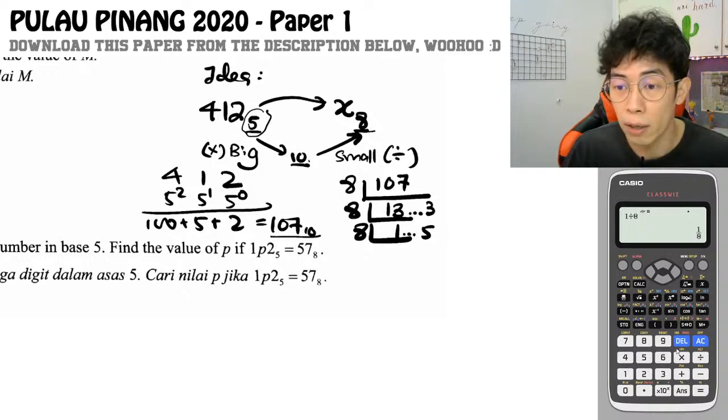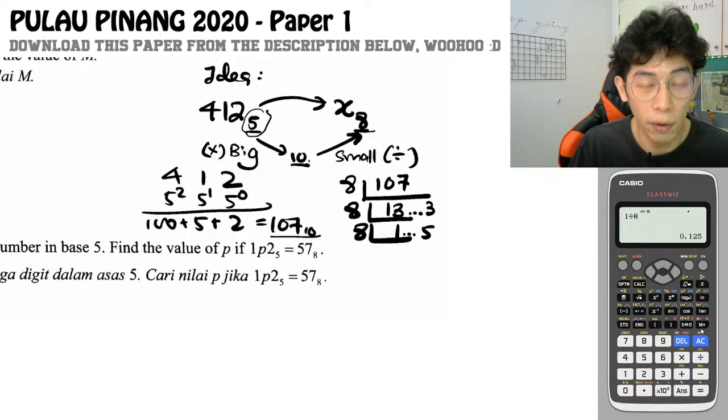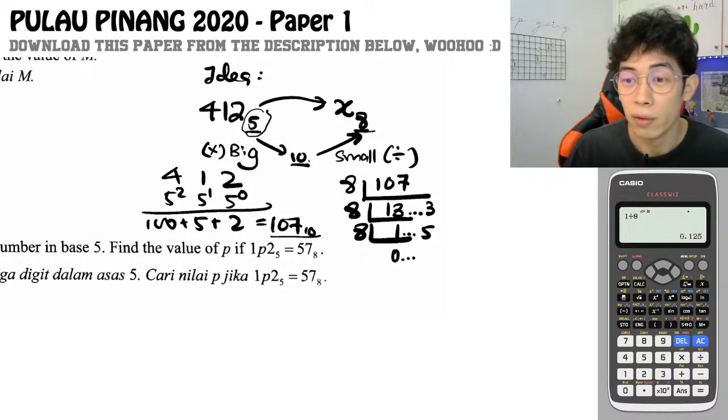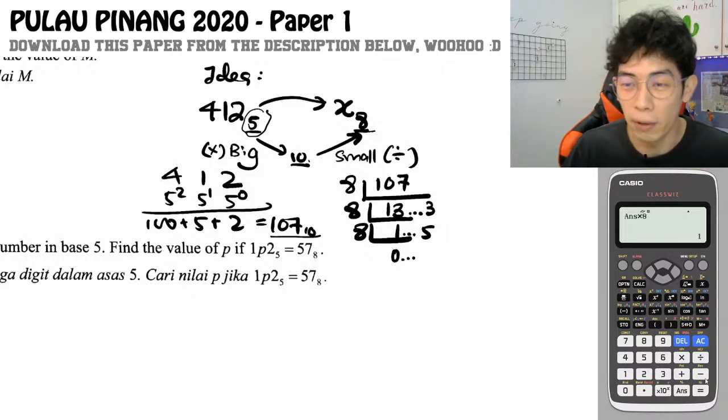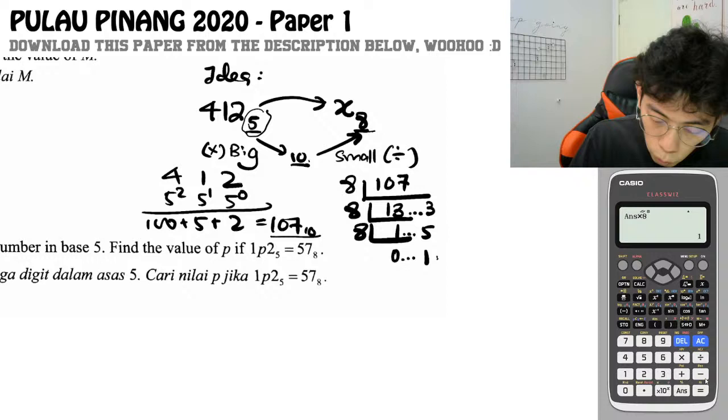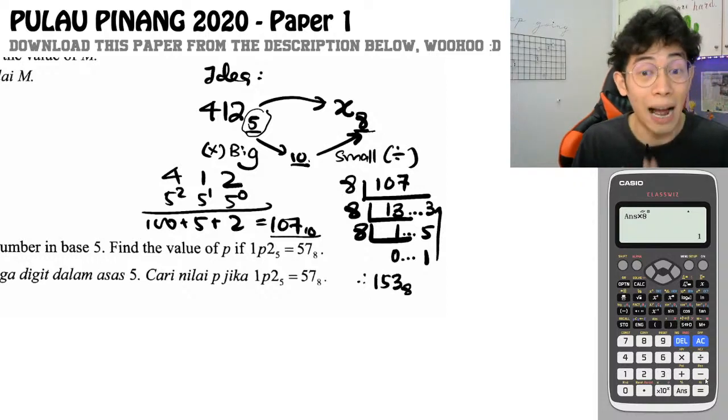So 1 divided by 8, you get 0.125, right? So I put the 0 there, dot, the 0.125, you get to times the 8. You see, it's the same thing, right? So I'm doing like stupid things. So you work backwards, then your answer becomes 153 base 8. So that's the idea, you know.